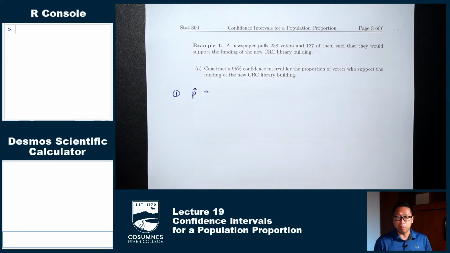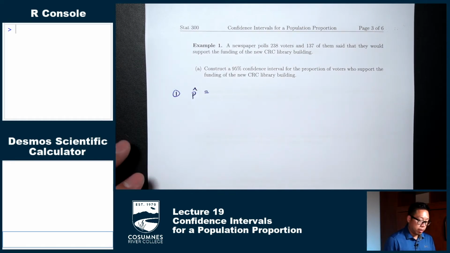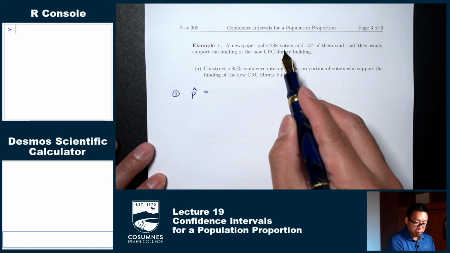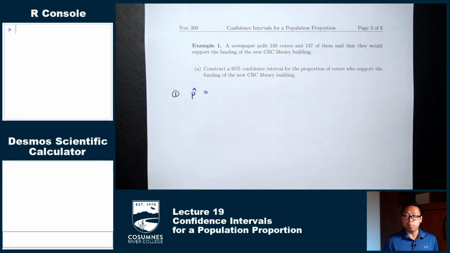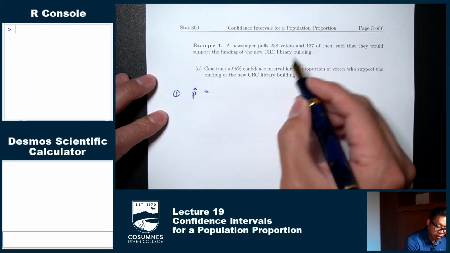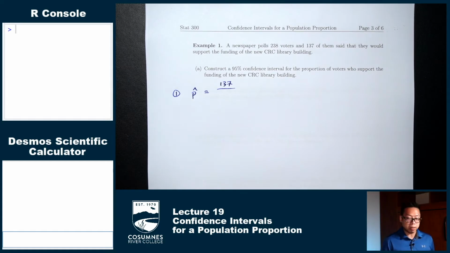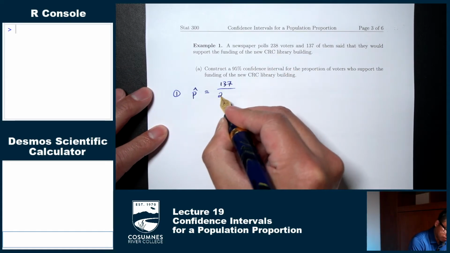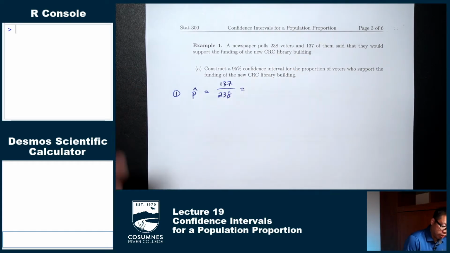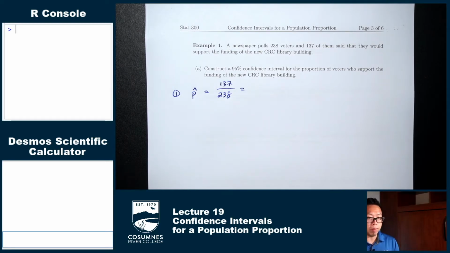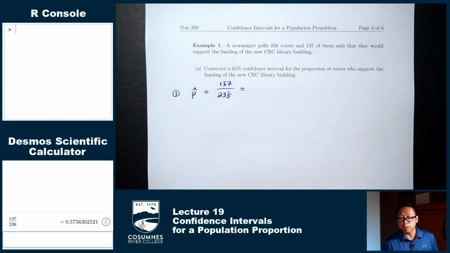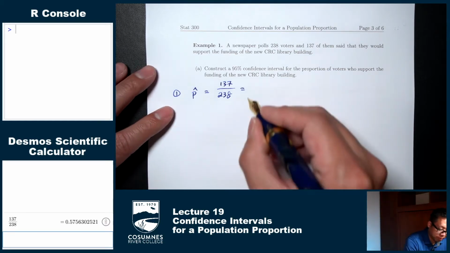And p-hat is the proportion that we get from our sample. So we asked 238 voters total, and 137 of them said they would support the new CRC library building. So the proportion from our sample will be 137 out of the total number of people that we asked, 238. On a calculator, 137 over 238. Rounded to 3 decimal places, this will be 0.576.